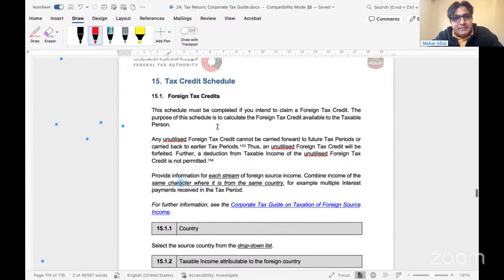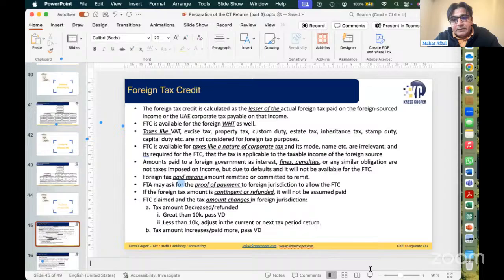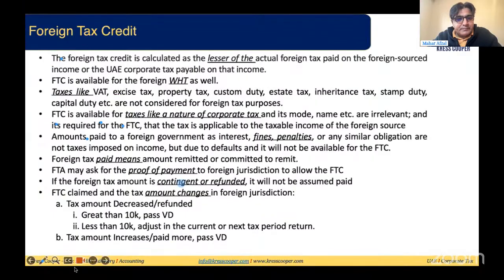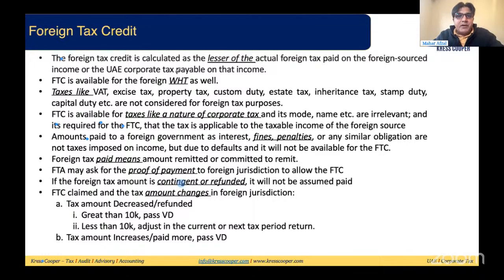Tax credit. Can we go back to the basics of tax credit? I think we have already spoken a lot about the tax credit. We'll speak again. Let me go through these basics. Foreign tax credit is calculated as the lesser of the actual foreign tax paid on the foreign sourced income and the UAE corporate tax payable on that income. I think I have spoken about this in the very beginning of this webinar.